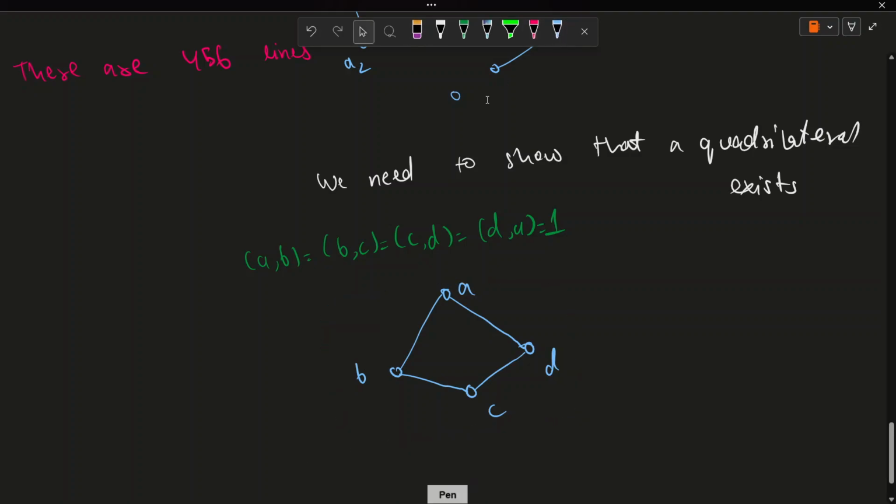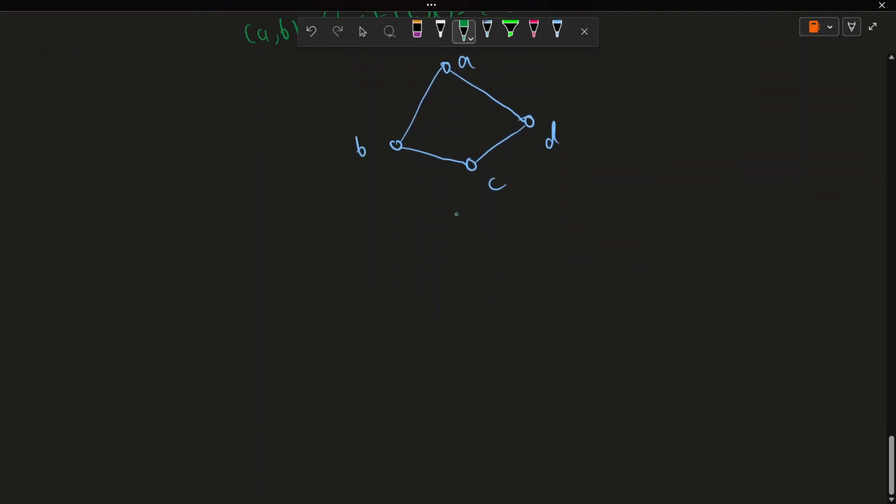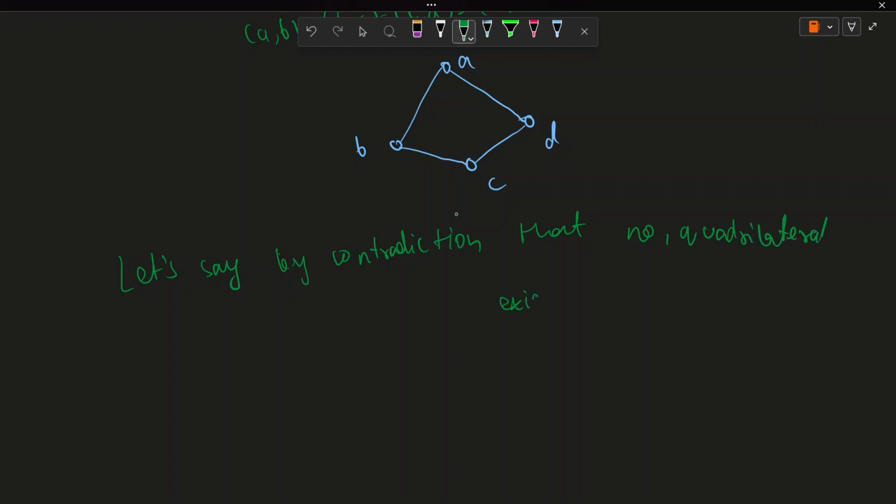So let us proceed by contradiction. Let's say by contradiction that no quadrilateral exists. So let us assume that, and we will try to disprove it.